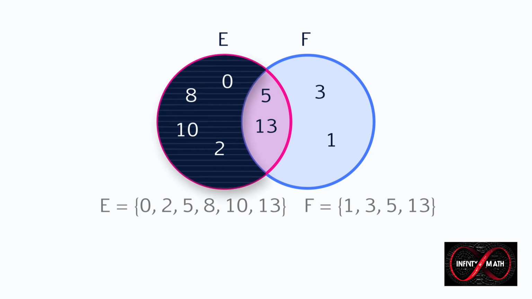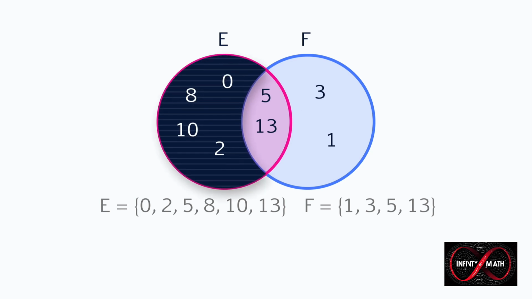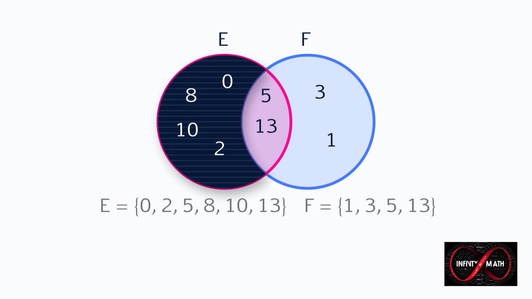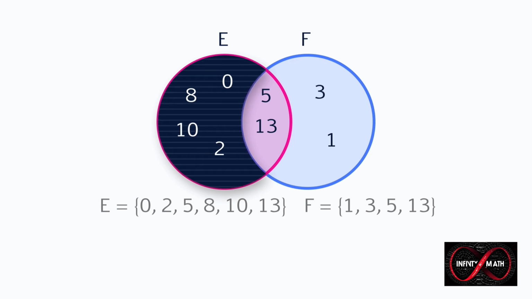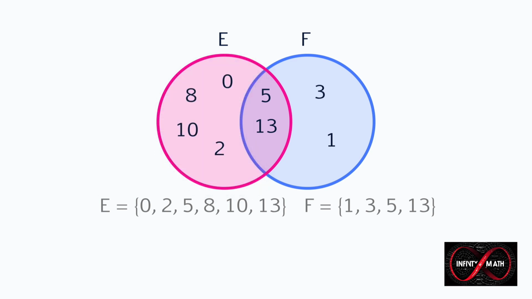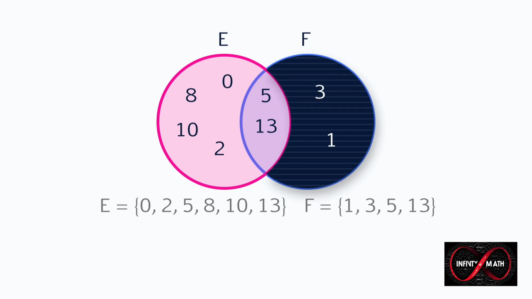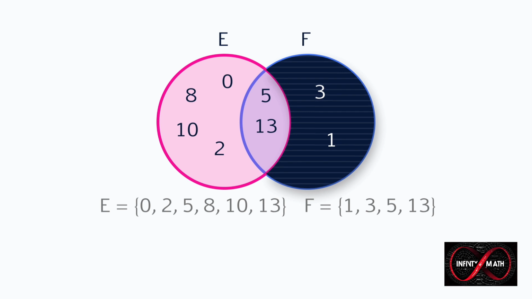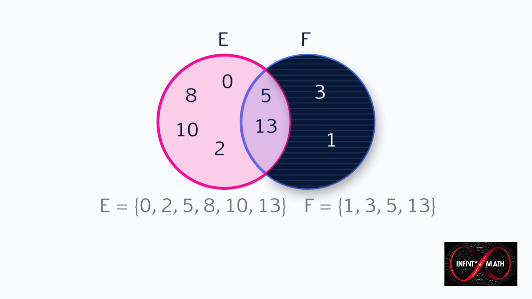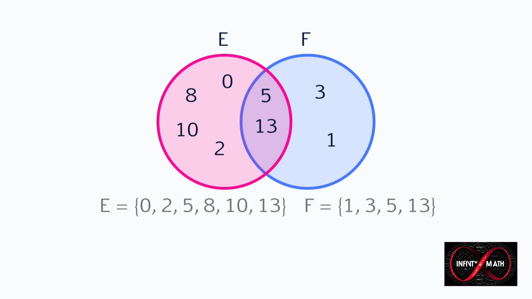The remaining elements of set E are placed here, 0, 2, 8, and 10. This is the part of the circle E that is not covered by the intersection. The elements that are left from set F are then placed here, 1 and 3. This is the part of circle F that is not covered by the intersection. And there you have it, an example of a Venn diagram for two sets with common elements.